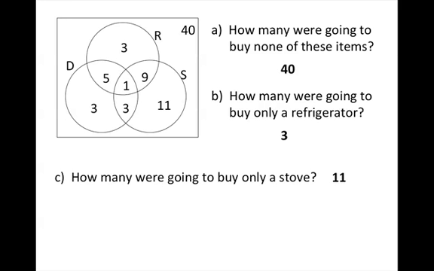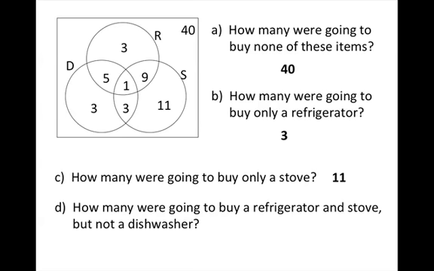And how many are going to buy a stove and a refrigerator, but not a dishwasher? So look at the intersection for refrigerator and stove. That was the 10, the 9 plus the 1. But I don't want to include the one person that's buying a dishwasher, so that just leaves me with 9.